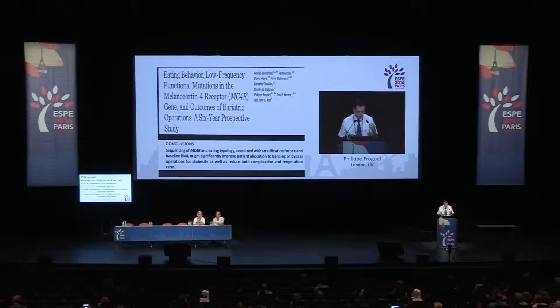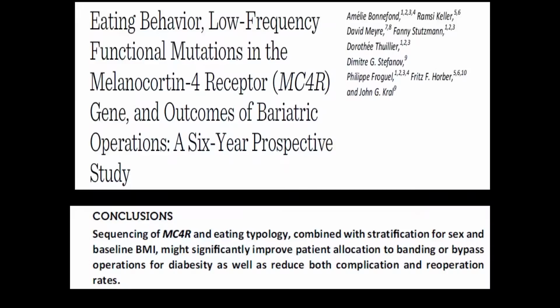Now, does it change something to detect this mutation? That is a study we just published in Diabetes Care. It's not about children, it's about adults for obvious reasons. And it's about bariatric operations. We sequenced the melanocortin-4 receptor, and we analyzed carefully feeding behavior and binge eating, for instance.